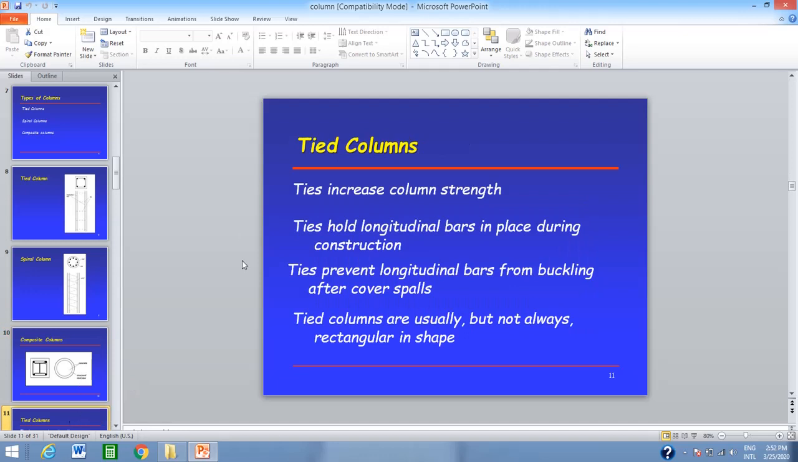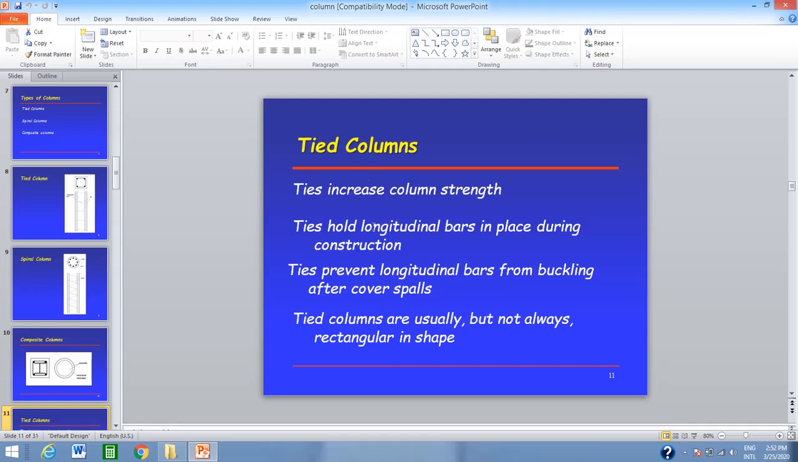Tied column. Basically, what is the function of ties in the column? Ties increase the column strength. Ties hold the longitudinal bars in place during construction. Ties prevent longitudinal bars from buckling. Tied columns are usually, but not always, rectangular in shape. So you can say that the main function of the ties is to hold the longitudinal bars.